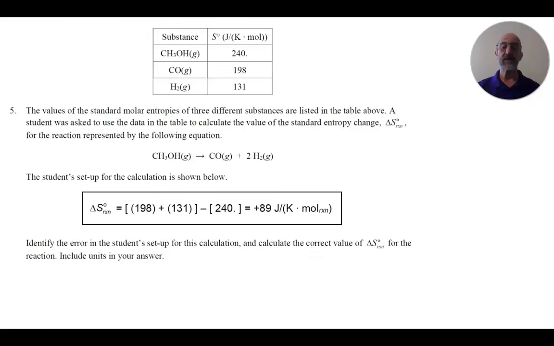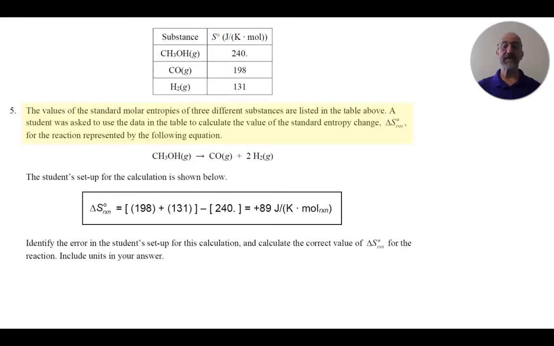All right, now it's time to move on to the practice for topic 9.2. This is question 5. In question 5, we have to perform a calculation. It says, the values of the standard molar entropies of 3 different substances are listed in the table above. So we can see CH3OH, which is called methanol. We can see CO, which is carbon monoxide, and H2, hydrogen. A student was asked to use the data in the table to calculate the value of the standard entropy change, delta S, for the reaction represented by the following equation.